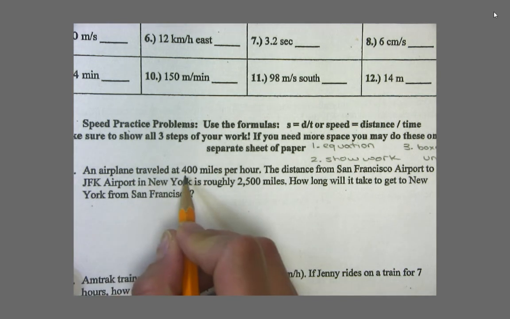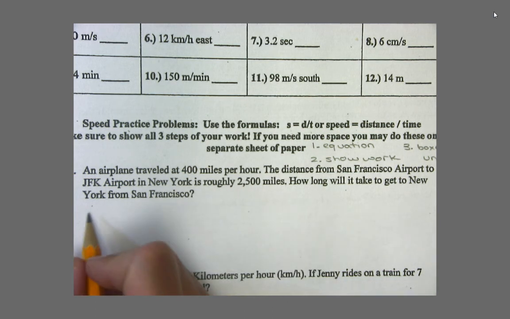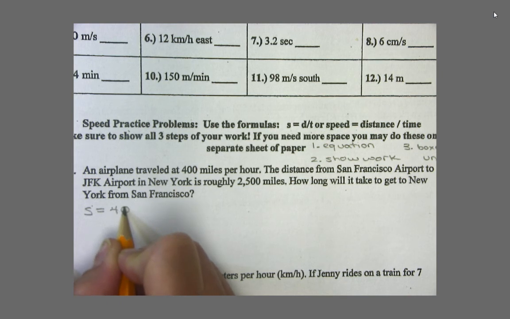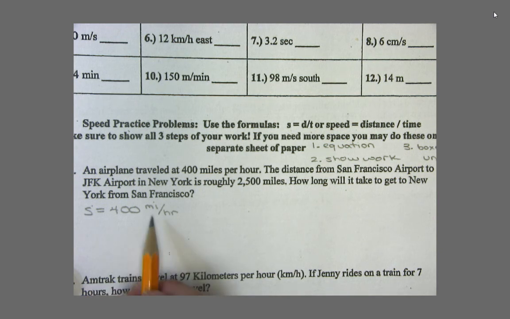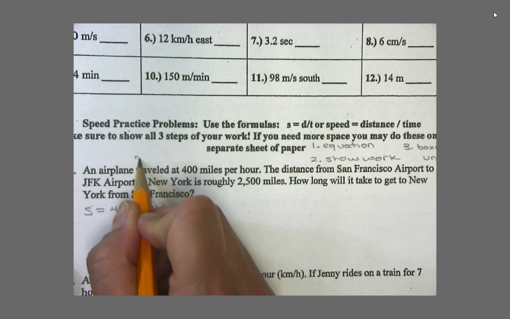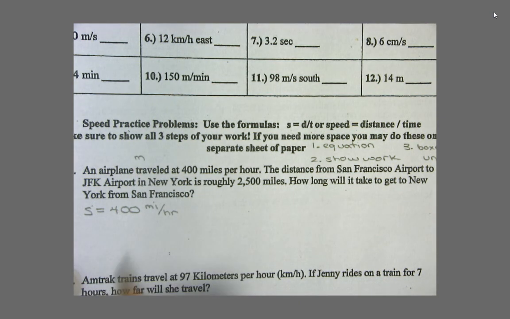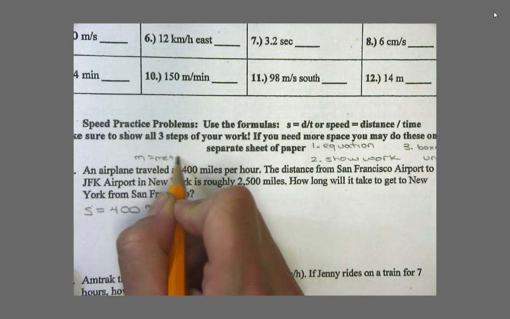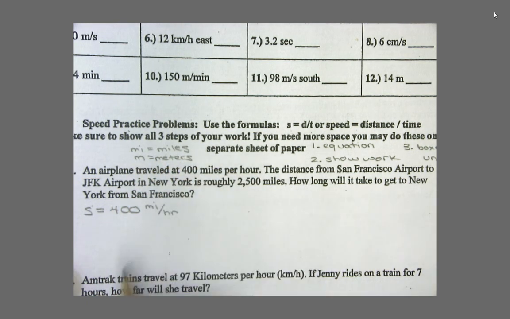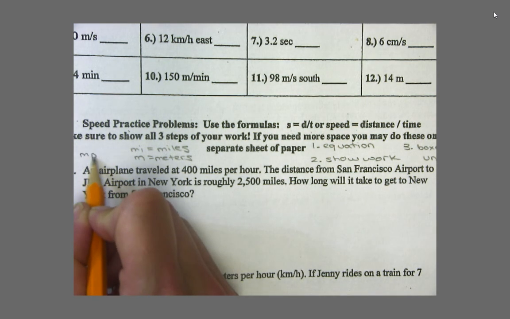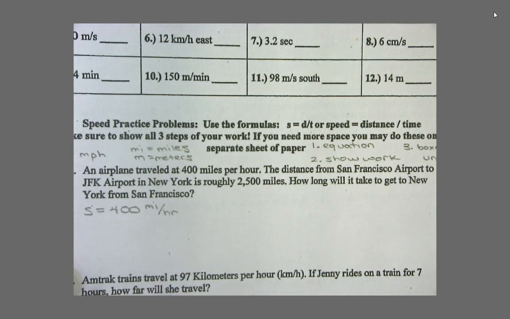Okay, so it traveled 400 miles per hour. Miles per hour is going to be representing what? Speed. Okay, we have 400 miles per hour. Now you want to put MI for miles, because what is an M representing? Meters, right? So MI is going to be miles.